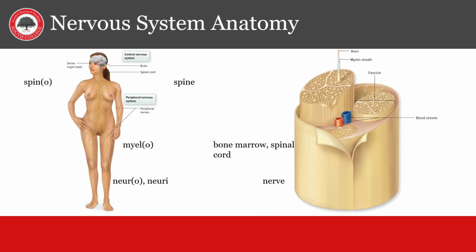It takes many neurons to make a nerve. Many nerves with long axons need a myelin sheath to help conduct the signal, kind of like the insulation around the wiring of your house. Spinal refers to the spine, and myelo refers to the bone marrow or the spinal cord, and neuro and nervi refer to the nerves.